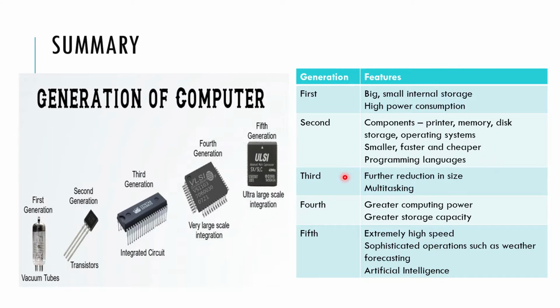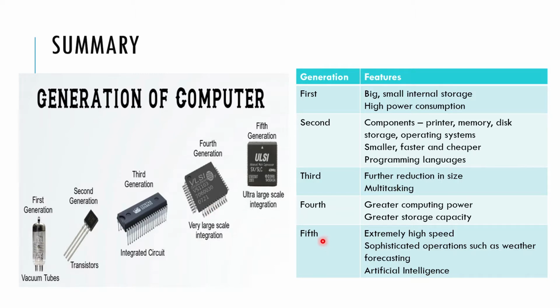Third generation computers based on the integrated circuit. Further reduction in size. Operating system was able to carry out multiple tasks simultaneously. Fourth generation computers, present day computers, wherein we have greater computing power, greater storage capacity. The main component is the microprocessor, wherein you have all the components of the CPU on a single chip.